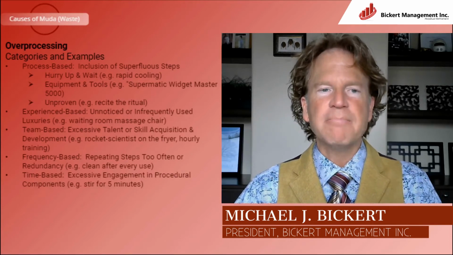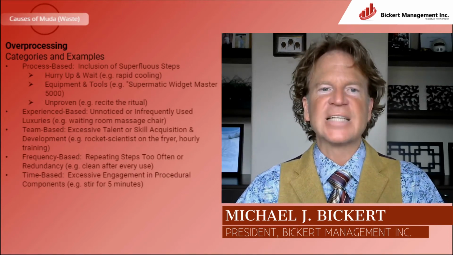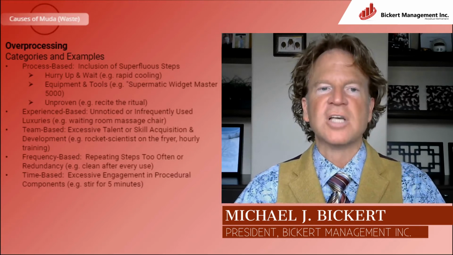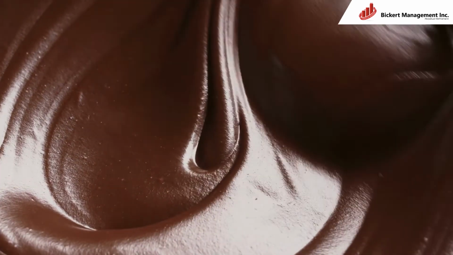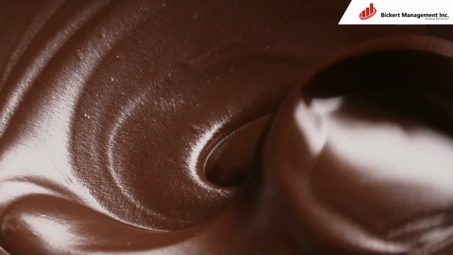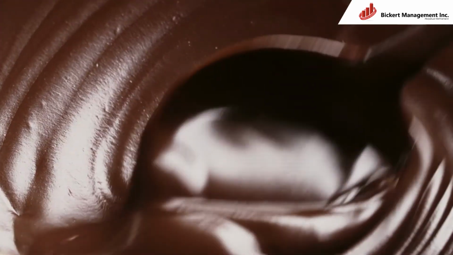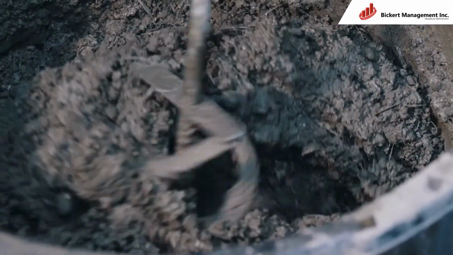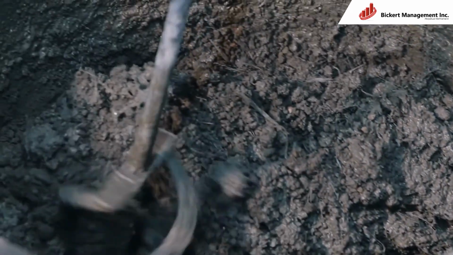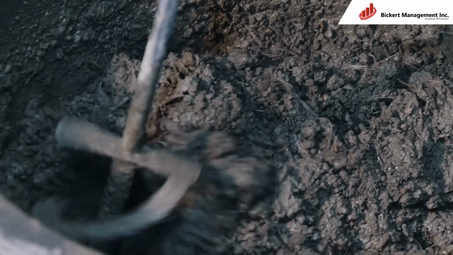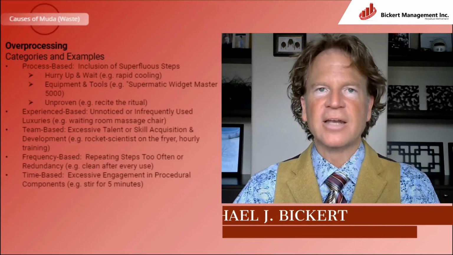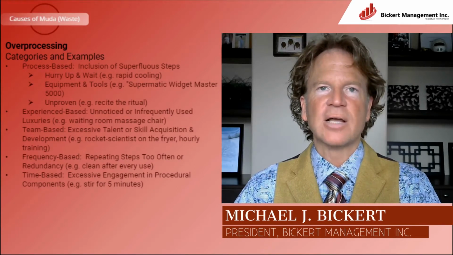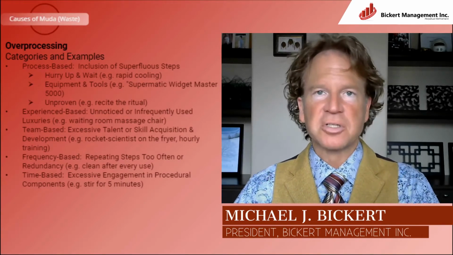Another one is time-based over-processing, excessive engagement in procedural components. The example I put on here is stirring for 5 minutes. Again, I'm using a recipe, a food example. Maybe you're stirring something for 5 minutes, or maybe it's a cement mixture that you're stirring for 5 minutes. Is that the most precise way that you could define that? Or is it, stir until the lumps are gone?